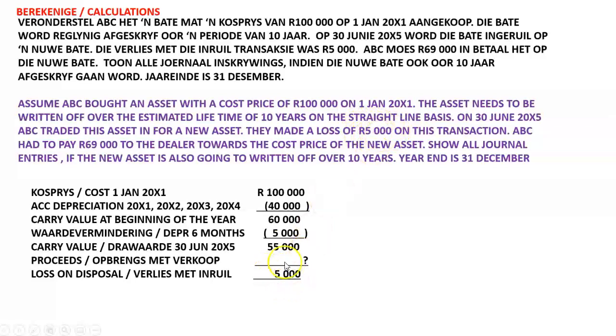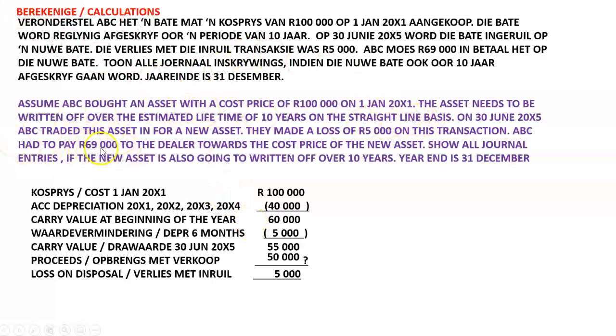Here's our loss. So that means if we made a loss, we received 5,000 Rand less than the carry value of the asset. So we have received 50,000 Rand. However, this is a VAT exclusive amount. What would we have received? A VAT inclusive amount. So what did we pay for the new asset?